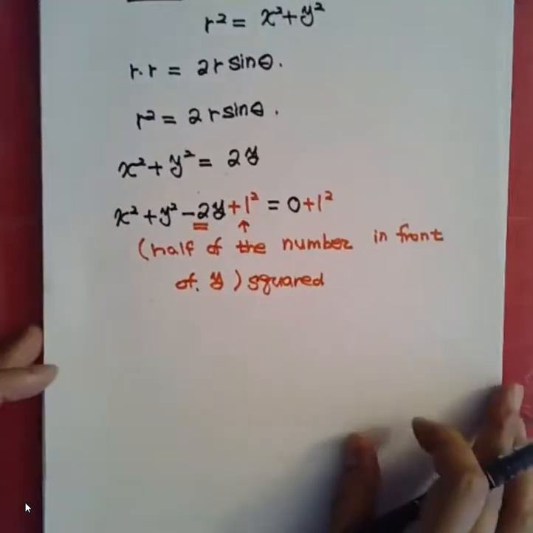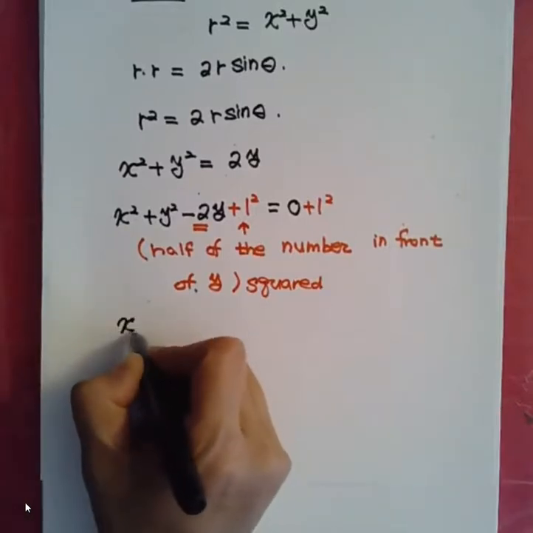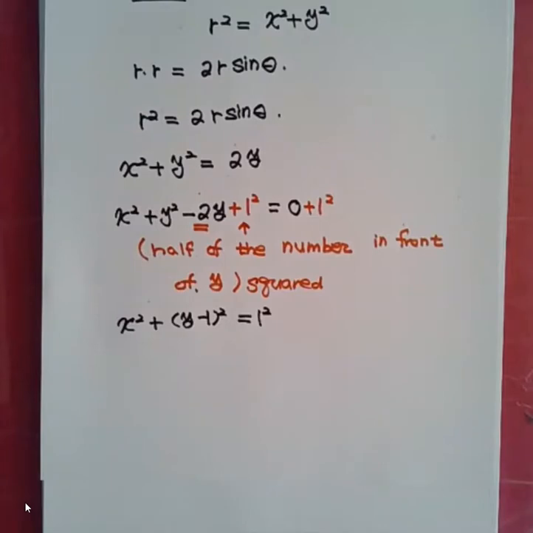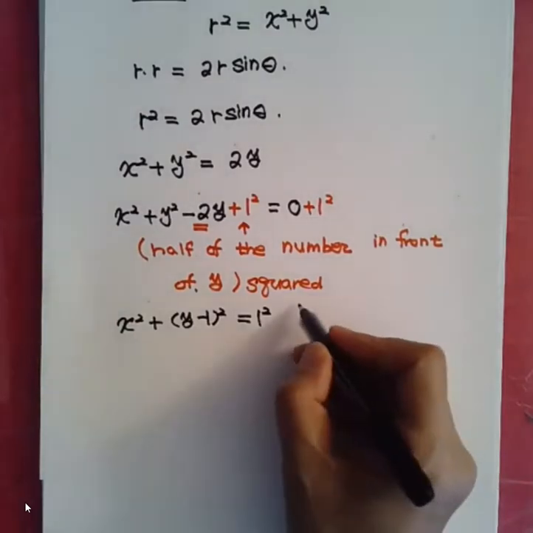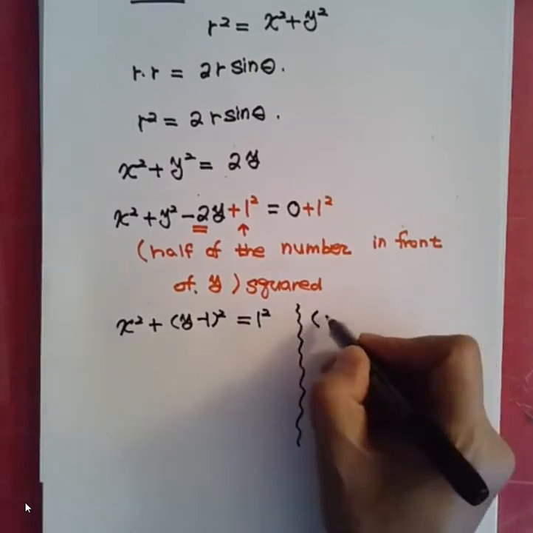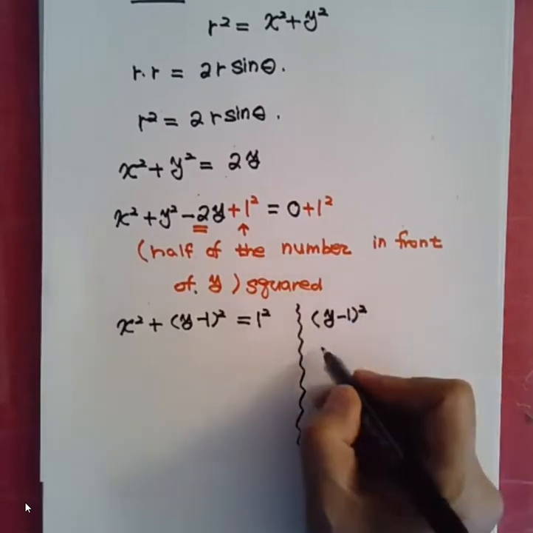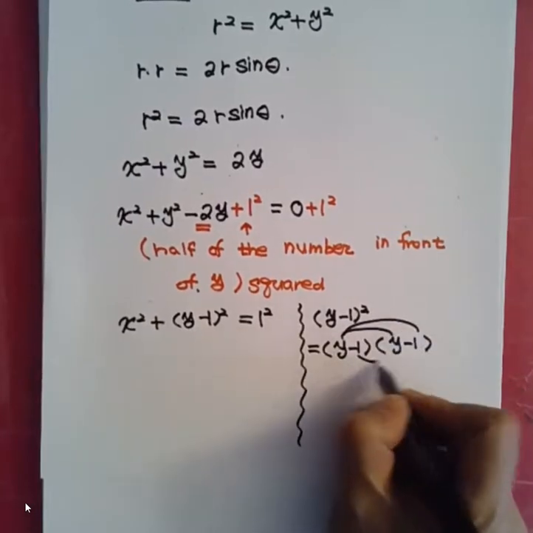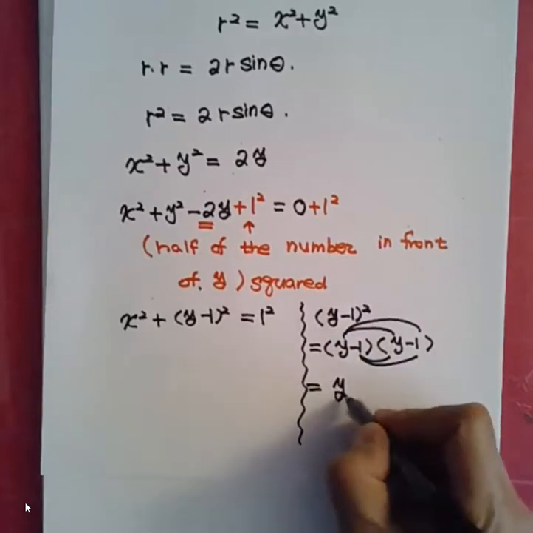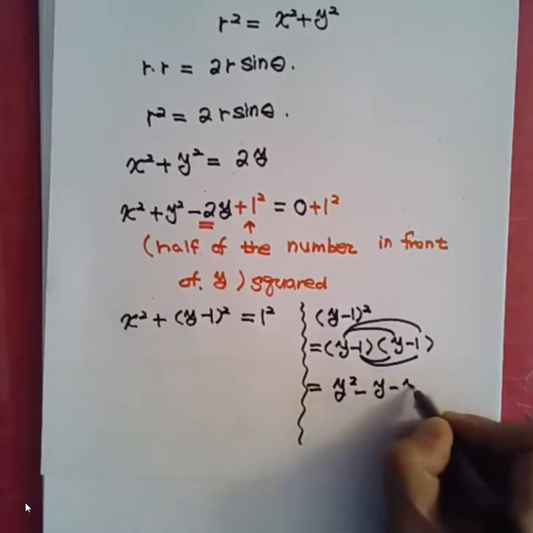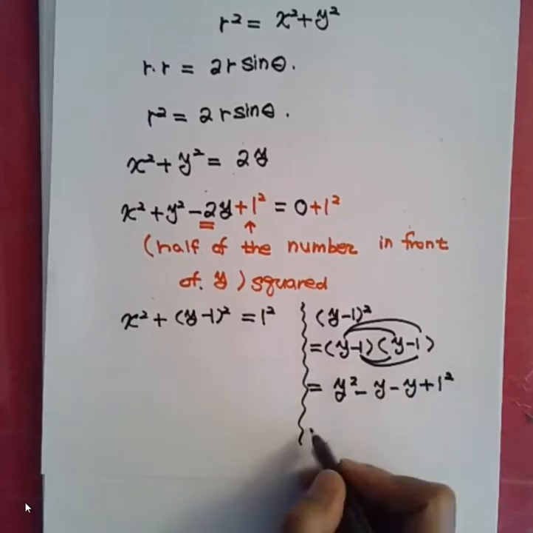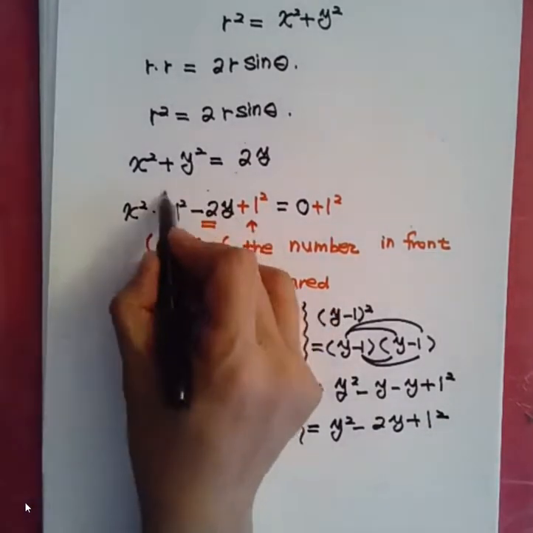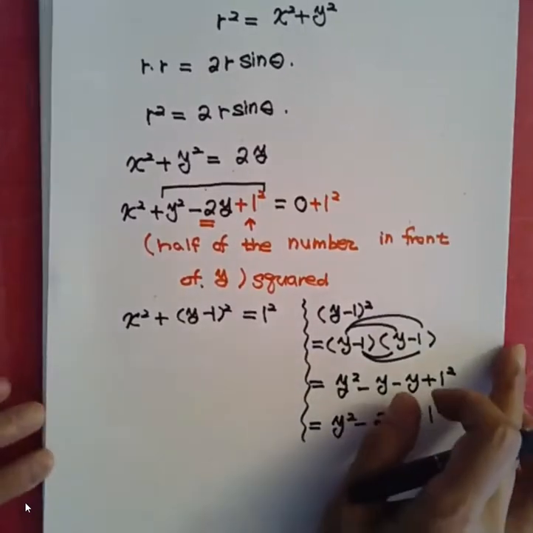Then we get x squared plus y minus 1 squared equals 1 squared. If you cannot convince yourself about that, then you will write y minus 1 squared as y minus 1 times y minus 1, and then do FOIL. Then you will get y squared minus y minus y plus 1, which is y squared minus 2y plus 1 squared. That is the same as this part. So we did it correctly.